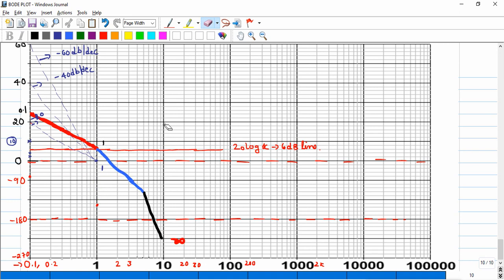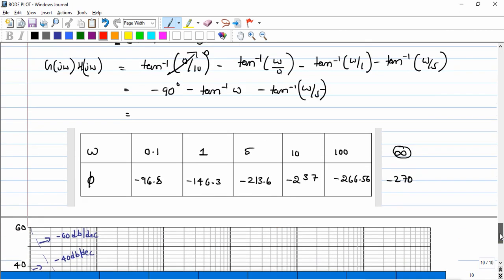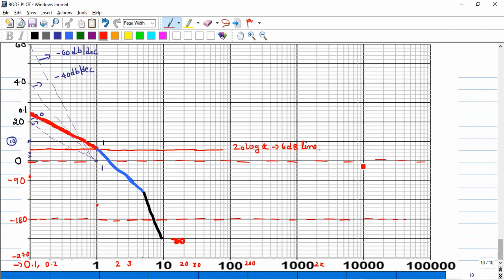This is done, and when I substitute omega as 5, I am getting minus 213. So 5, exactly 2, 3, 4, 5. So that is minus 213. I will mark here.